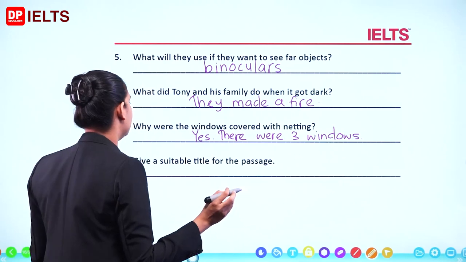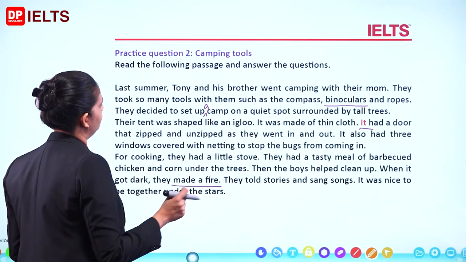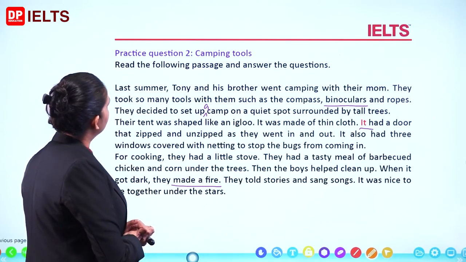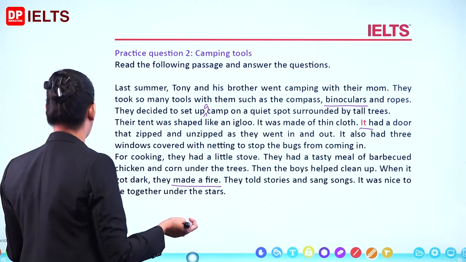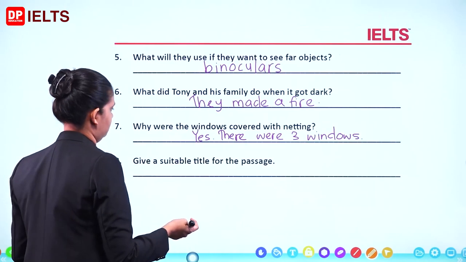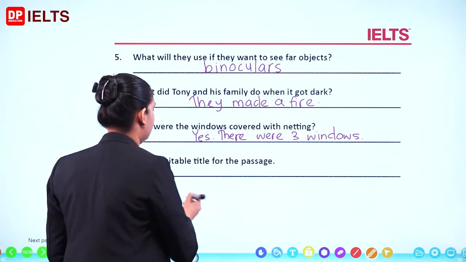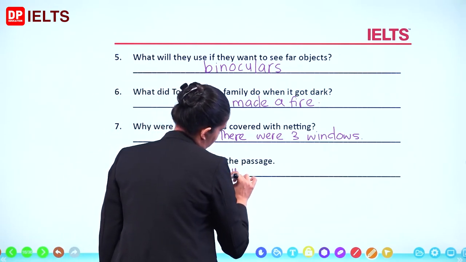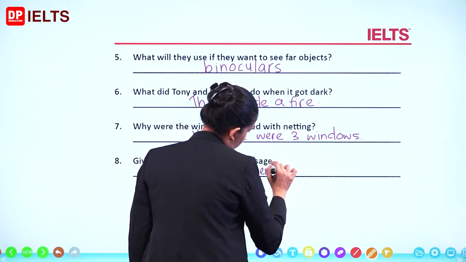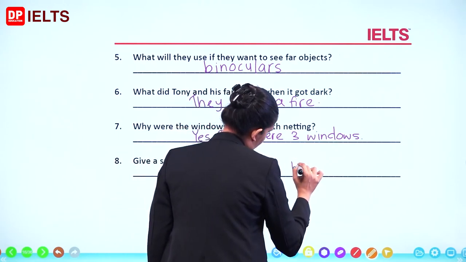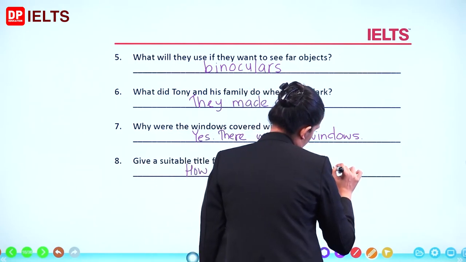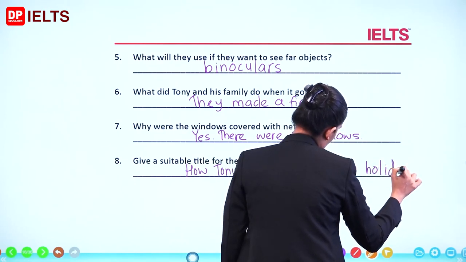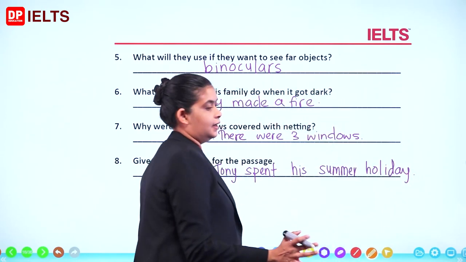Give a suitable title for the passage. Summer holidays. How Tony spent his summer holiday. You can come up with anything that you like as long as it's grammatically correct.